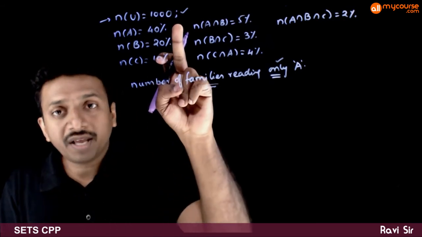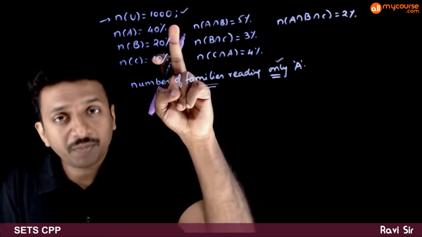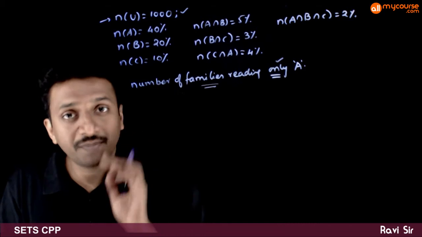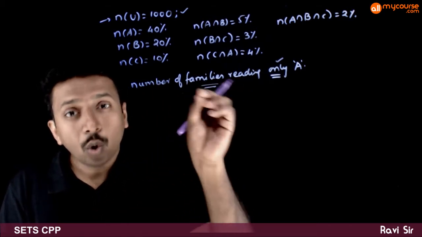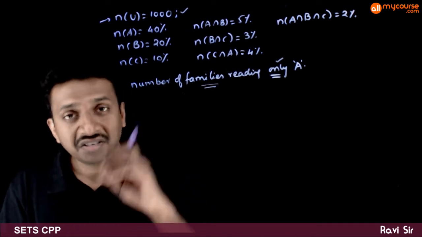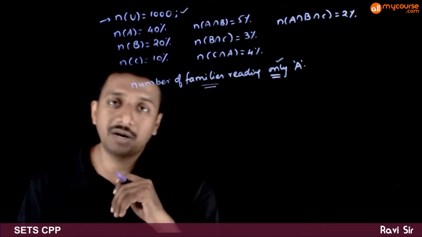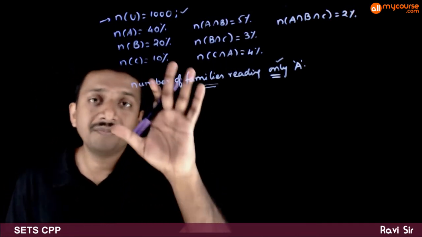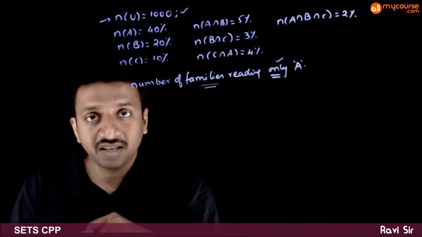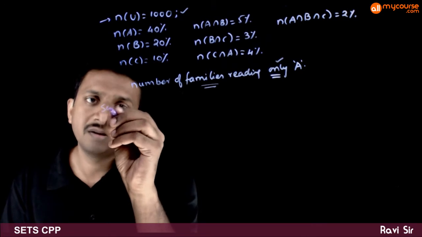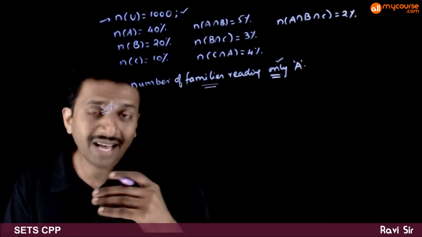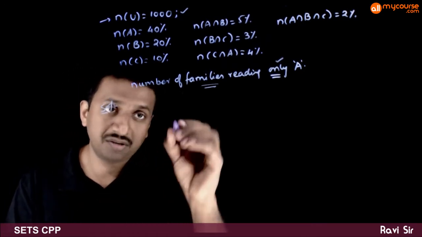So the people who read newspaper A is 40%. But now I want the families reading only newspaper A. That is A but not B but not C. So this type of questions can be very easily done using the concept of Venn diagrams. So let us draw the Venn diagram corresponding to this situation.